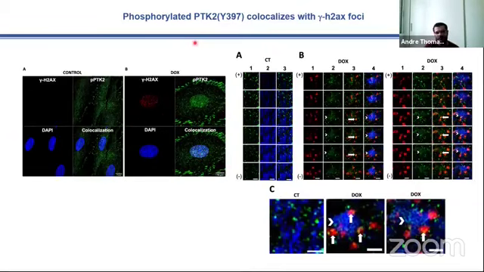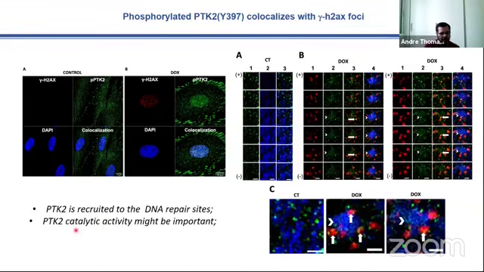Also, phosphorylated FAC is localized with DNA damage sites. This is the same idea as before. This is control, this is doxo-treated cells, and green is phosphorylated FAC, and red is DNA damage sites. In the doxo-treated cells, we see that phosphorylated FAC is localized at DNA damage sites. And even more, we see that these DNA damage sites have some structure around normal DNA. So the conclusion here is that PTK2 is recruited to DNA repair sites, PTK2 catalytic activity might be important to this DNA repair, and PTK2 interacts with the DNA hexagonal structures, like we can see here.